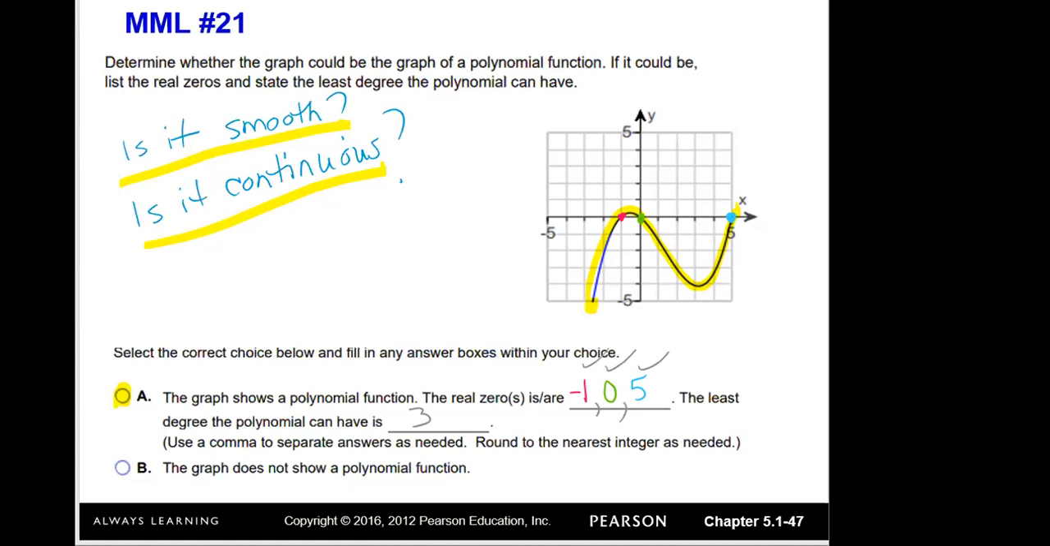Because I know there's at least 1, 2, 3 x-intercepts. Now it's possible that there are some more curves in this where the zeros would be imaginary numbers. If it were to do this somewhere down here, I've got some more curves, but they don't touch the x-axis. So it's possible that it's an x to the fifth or an x to the seventh or an x to the ninth, some other odd function. It's possible. So at least it has three for sure.